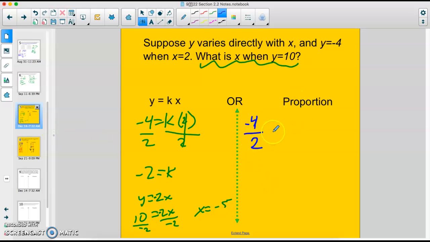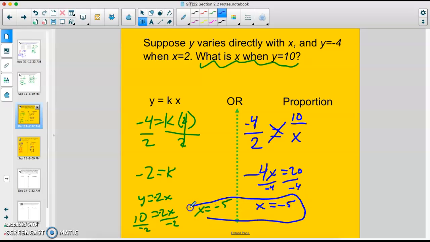So y divided by x equals. Now we know our y is 10, but we don't know what our x is, and so you could also then you have to cross multiply. So we have -4x equals 20. We divide by -4, and we get x equals -5. Okay, either way, we're getting the same answer both ways. Whichever way you prefer is what works.